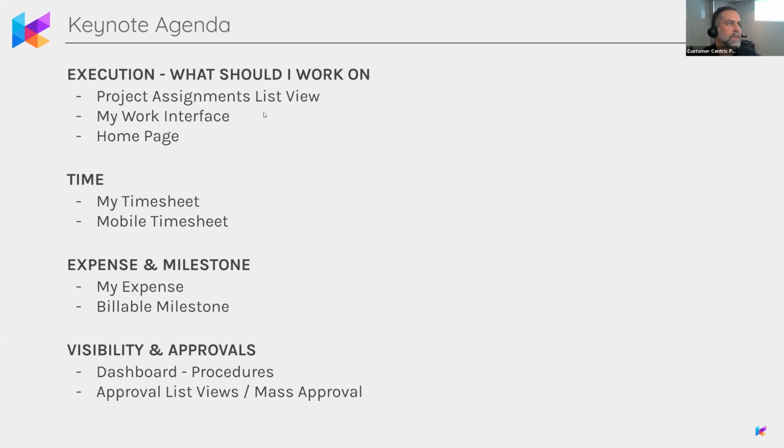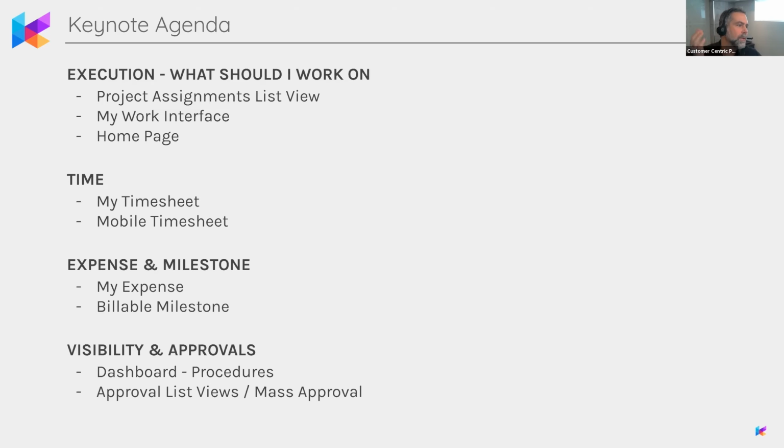In terms of the agenda, we're going to look at the project assignment, or list view, and there are a lot of things we can do with list view. Then my work, the home page. That's maybe one thing people don't know: there are several components we can drop on the home page. After that, we're going to talk briefly about My Timesheet, and I'm going to do a demo of the mobile timesheet that was released in our latest release last week.